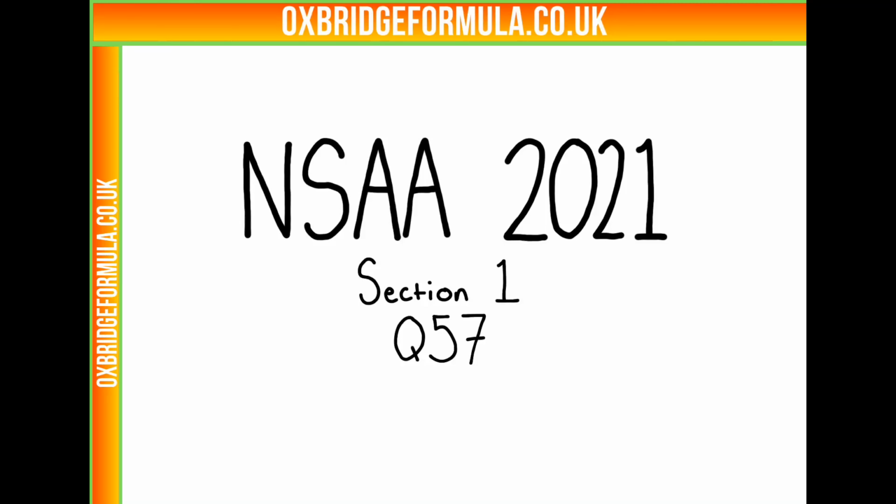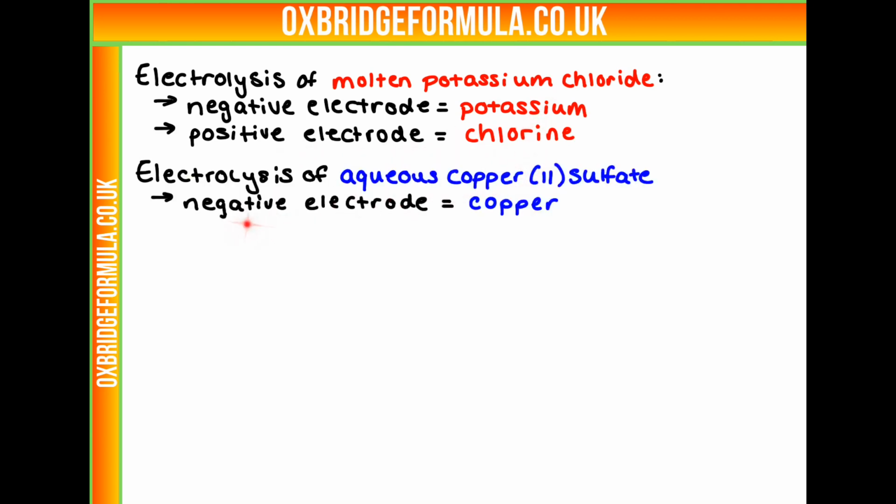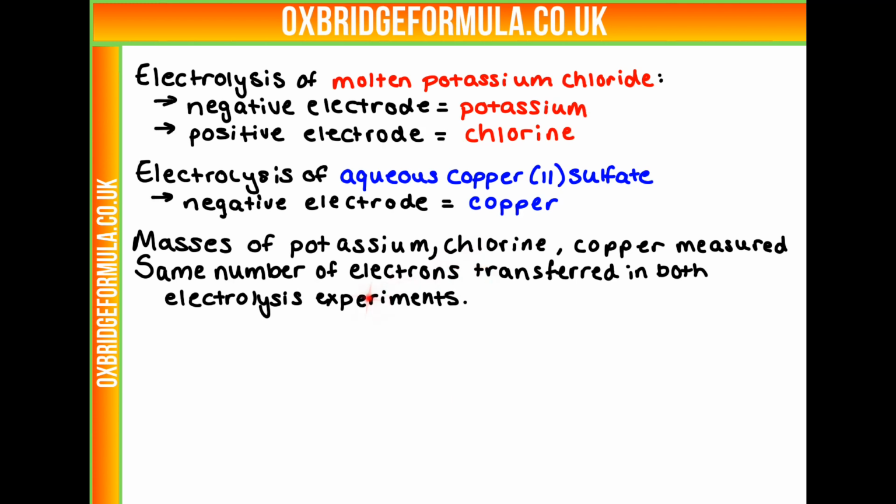This is NSAA 2021, Section 1, Question 57. So we're told that in the electrolysis of molten potassium chloride, at the negative electrode, potassium is formed, and at the positive electrode, we have chlorine forming. In the electrolysis of aqueous copper 2 sulfate, at the negative electrode, we have copper forming.